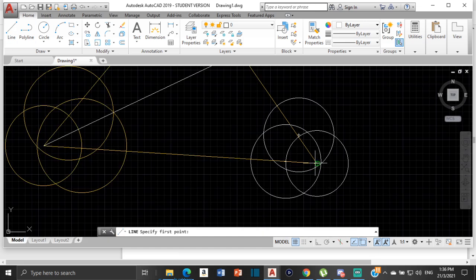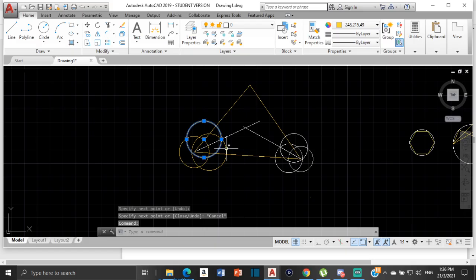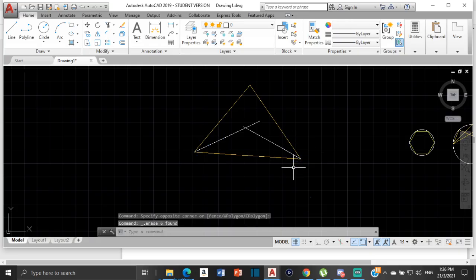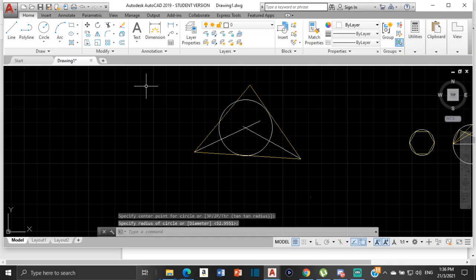All right, and then draw a line through this point here where the two circles meet, and then extend it like that green line there. So now where those two lines meet, let me just delete these circles that I used because I don't want the drawing to get too crowded. All right, so if I draw a circle from this point, it should be touching the sides. It's a bit off by a little.